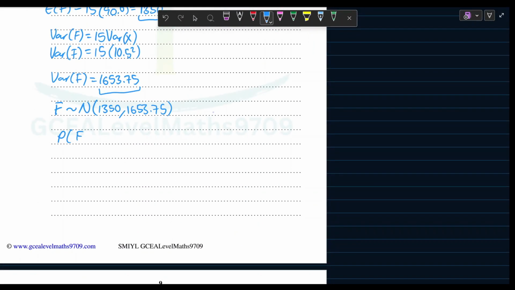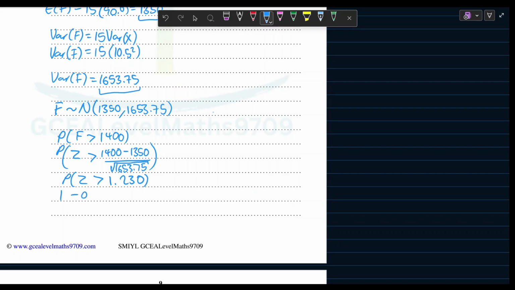So the probability that F is greater than 1400, that's going to be the probability that z is greater than 1400 minus 1350 over, that's our square root of 1653.75. So the probability that z is greater than, let's punch this into the calculator, 1400 minus 1350 over the square root of 1653.75, and this gives us 1.230 to 3 decimal places.